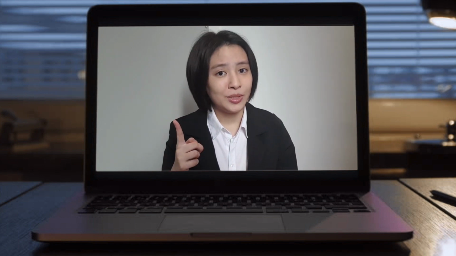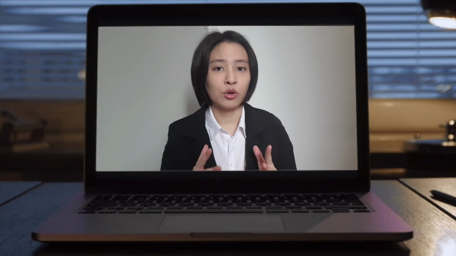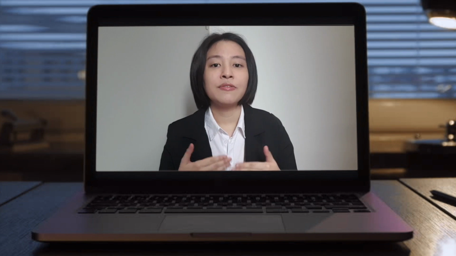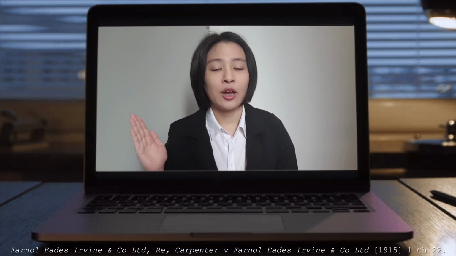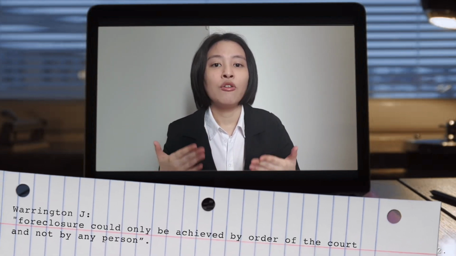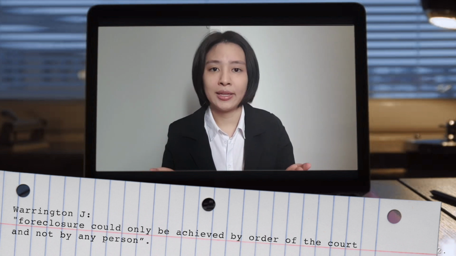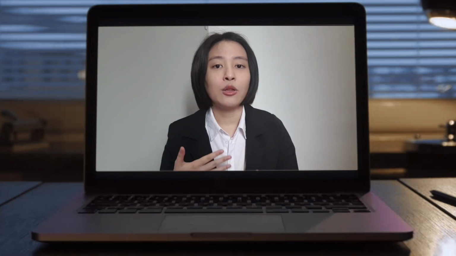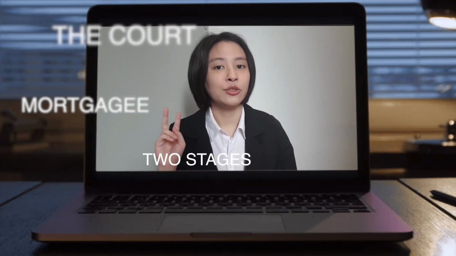It must be noted that in order for the mortgagee to have recourse to the right of foreclosure, the mortgagee must seek leave from the courts. This was further emphasized in the case of Re Farnol Ayers Irvine and Company Limited, whereby Justice Warrington stated that foreclosure could only be achieved by order of the court and not by any person. An order of foreclosure can be issued from the courts to the mortgagee in two stages.